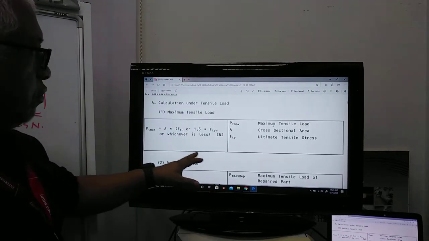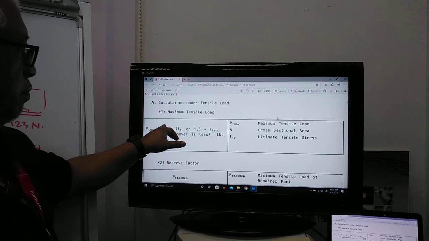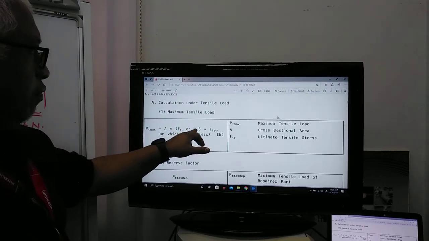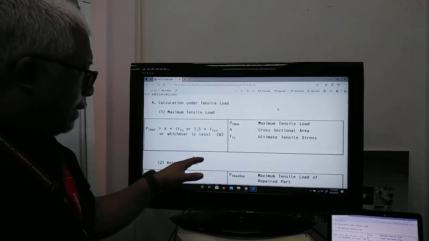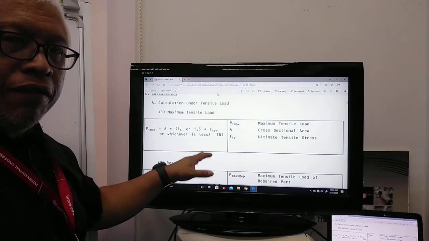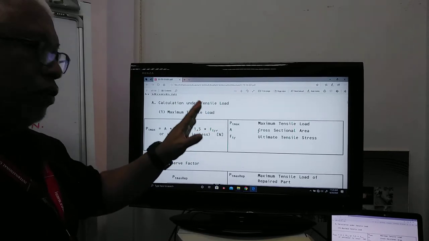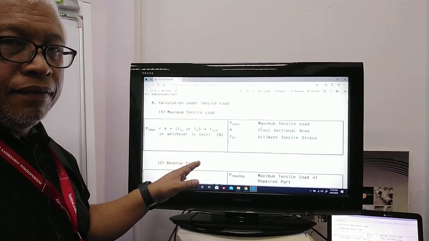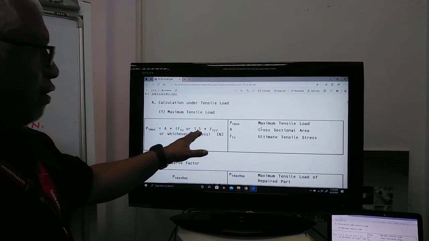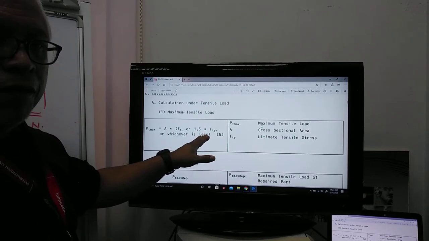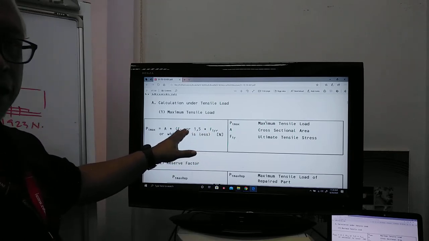The formula is given. For example, for maximum tensile, you have to multiply the cross-section area, which is perpendicular to the load, by FTU or 1.5 times FTY, whichever is less. So when you find the FTU, you also look at FTY. You multiply FTY by 1.5, whichever is less. Say FTU is 100 and FTY is 50. So 50 times 1.5 is 100, so basically it comes to the same point.